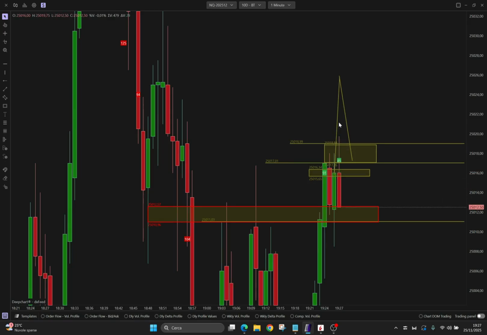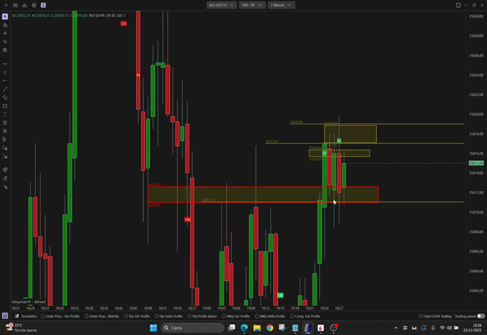Did they accept it? Yes or no? They accepted this value, yes or no, guys? They didn't accept it, you see? Buyers failed. And if buyers failed, this is not a successful auction. What does it mean? That you will revisit the point where the buyers were in control. Which one is the point that created this auction higher?